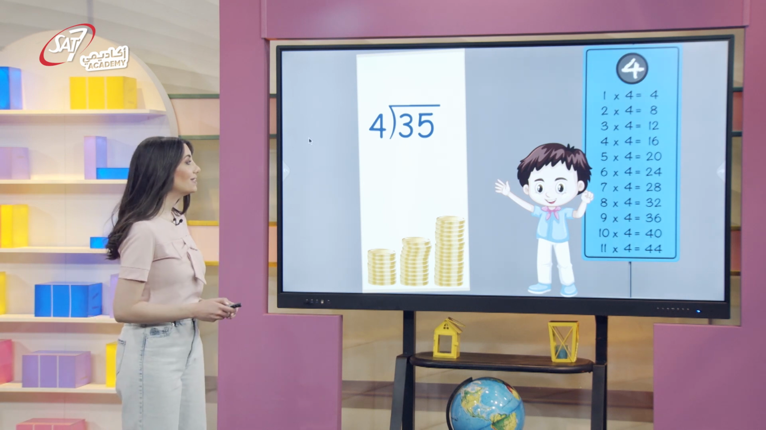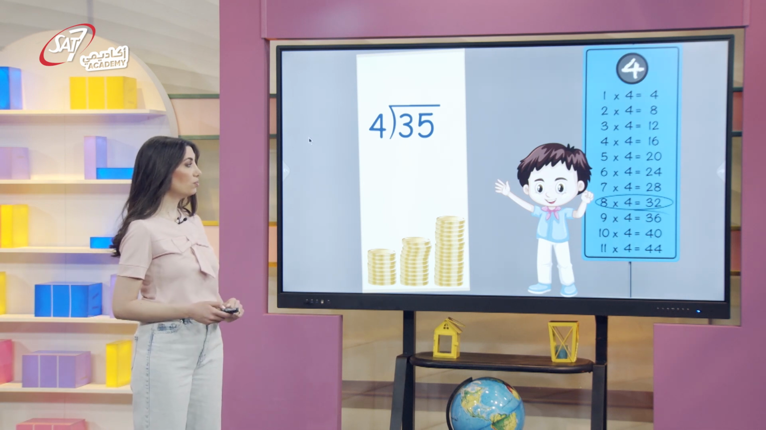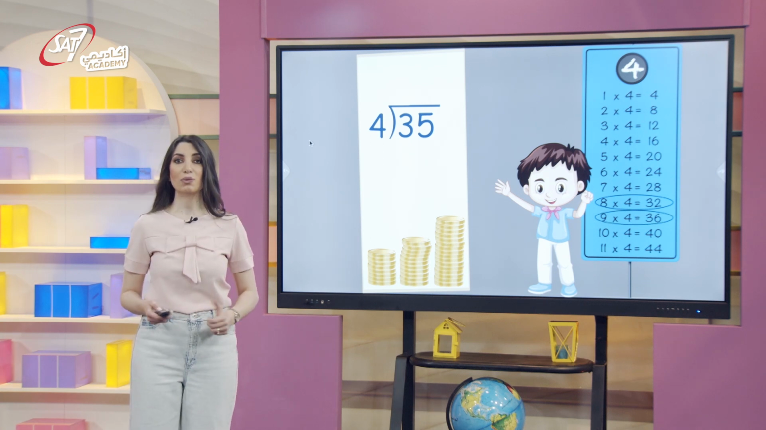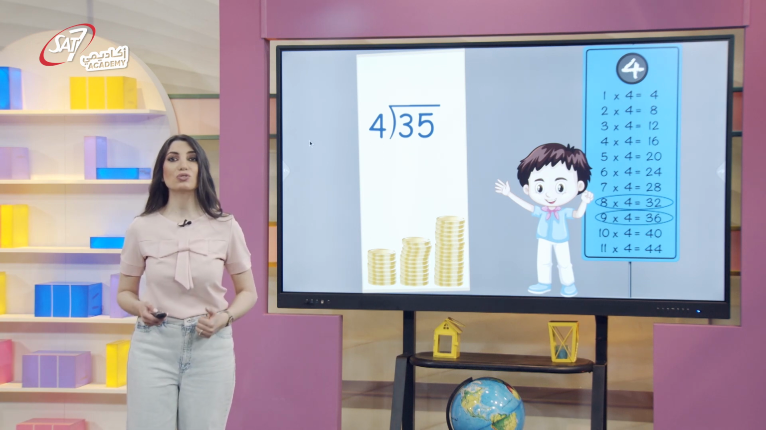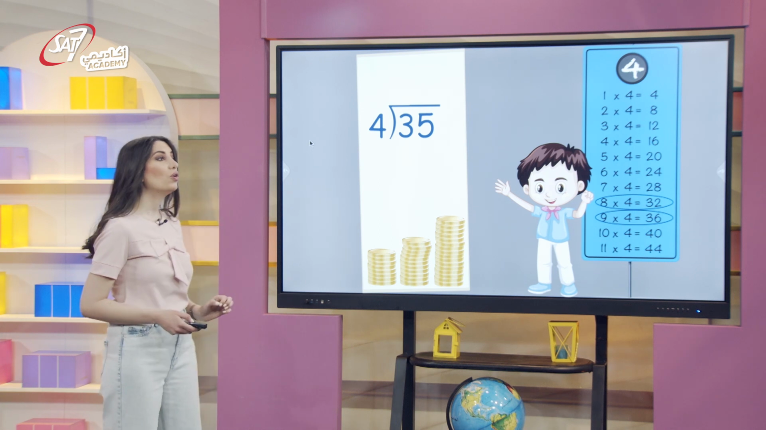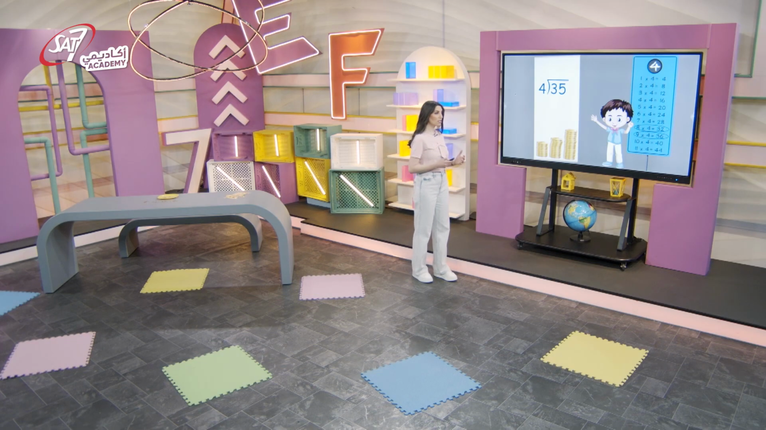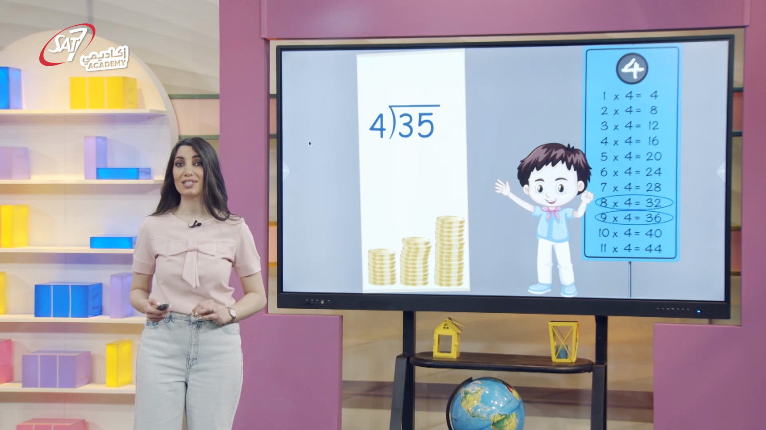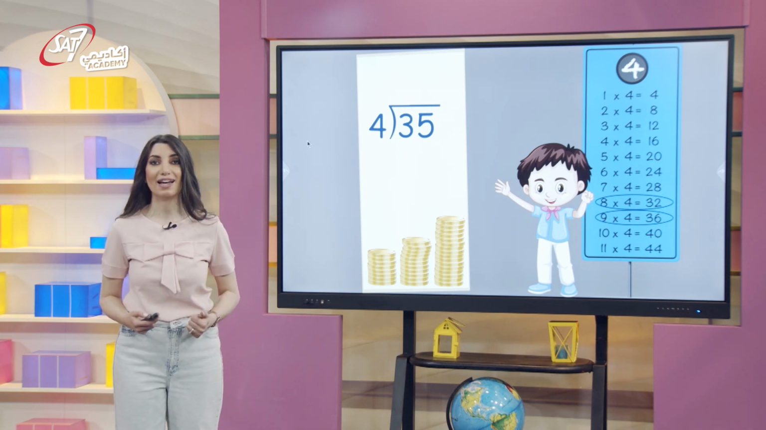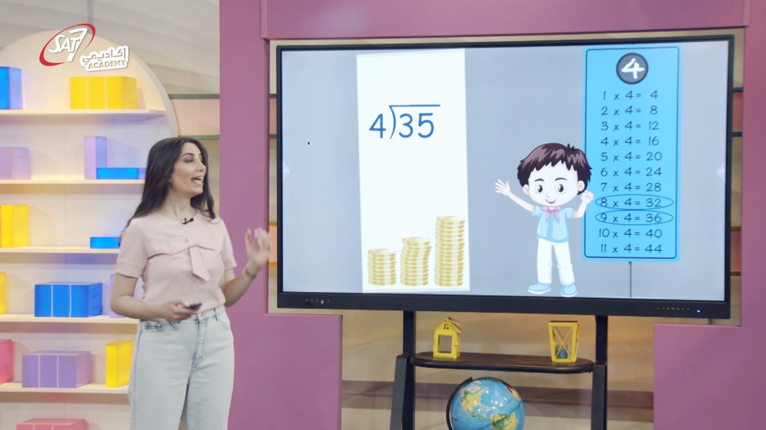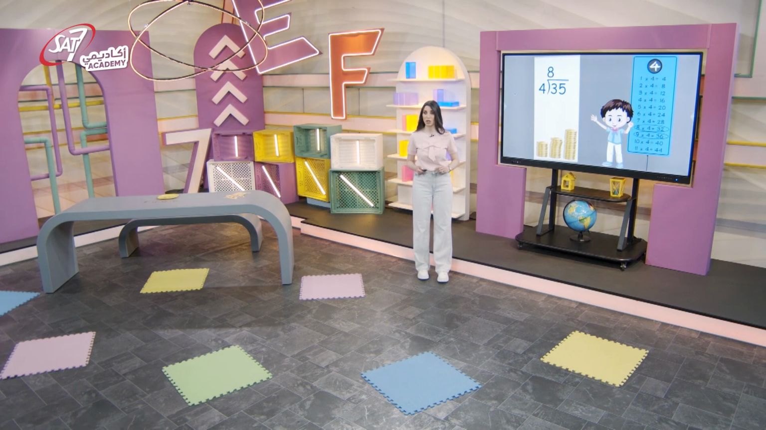We know that 8 times 4 equals 32 and 9 times 4 equals 36. Which one should we choose? We will go with 32. It is the closest to 35 and less than 35. It cannot be 36 because how can I spend 36 coins if all I have is 35? But I can spend 32 coins out of the 35 that I have. So there are 8 4s in 35.